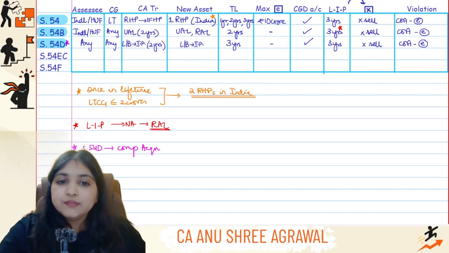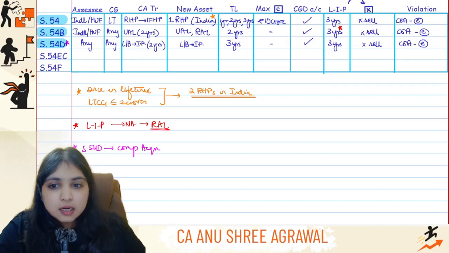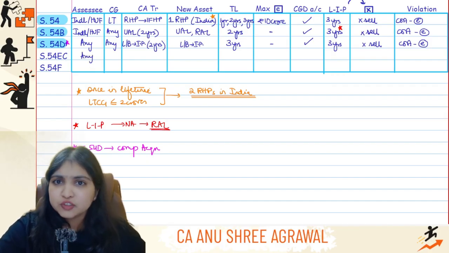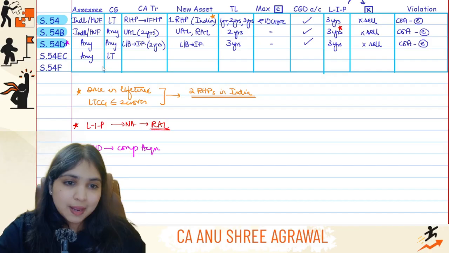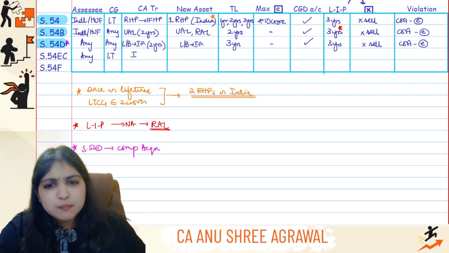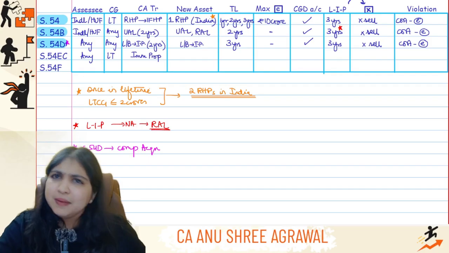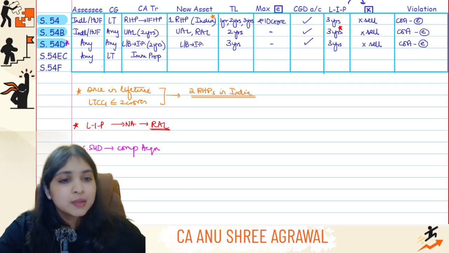And listen, guys, in 54EC, who is the assessee? Here also the assessee can be any person, doesn't matter. Can be a company also, can be an individual also, can be any person. But here the capital gains should be long-term capital gains only, not short-term, only long-term capital gains. We are transferring any immovable property. It can be land, it can be building, it can be a warehouse, it can be any immovable property we are transferring. And what are we buying?